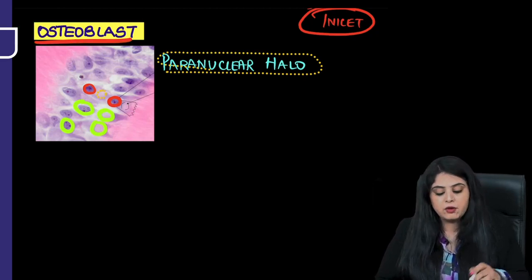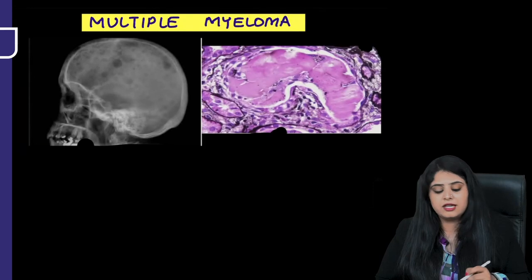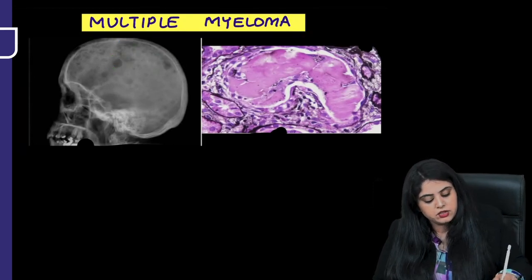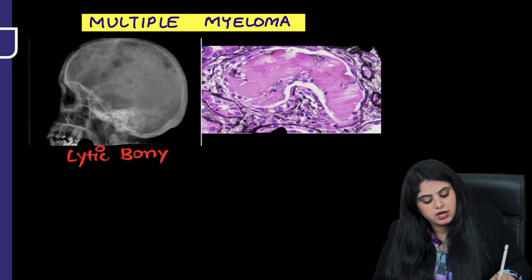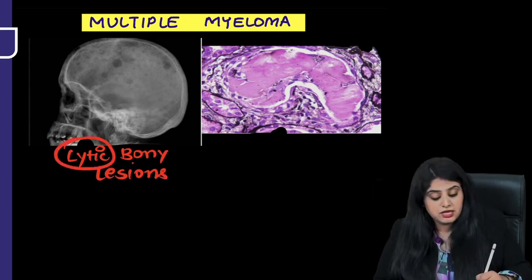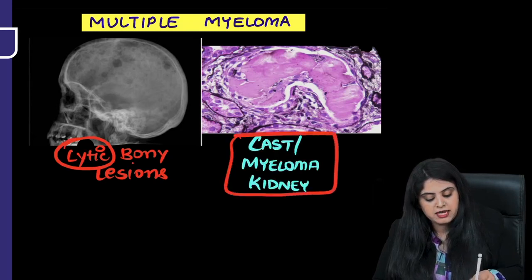Now, right now, I'm obviously concerned with plasma cell disorders. All of us know what is the tumor of the plasma cell known as. It is known as multiple myeloma. And what does it show very commonly? It shows lytic bony lesions. That is how the history is going to come. So how does it affect the bone? It affects the bone by forming lytic bony lesions. How does it affect the kidney? In the kidney, it results in the formation of myeloma kidney.